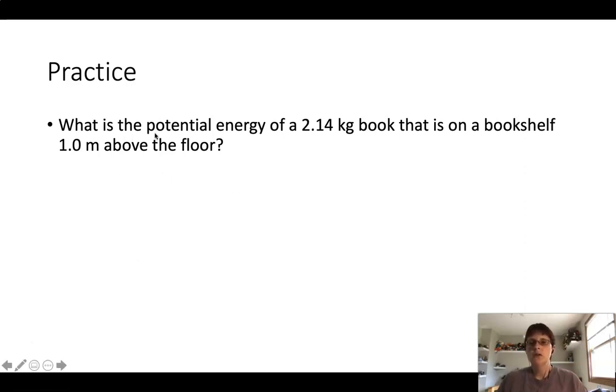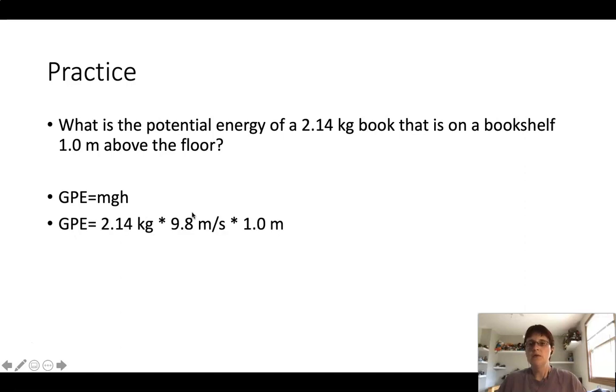The first one: what is the potential energy of a 2.14 kilogram book that's on a bookshelf 1 meter above the floor? We are going to use the gravitational potential energy equation because we can tell that's what we need. We've got a book above the floor, so that tells us gravity, and we've got mass and we've got the height. So we just plug in the numbers.